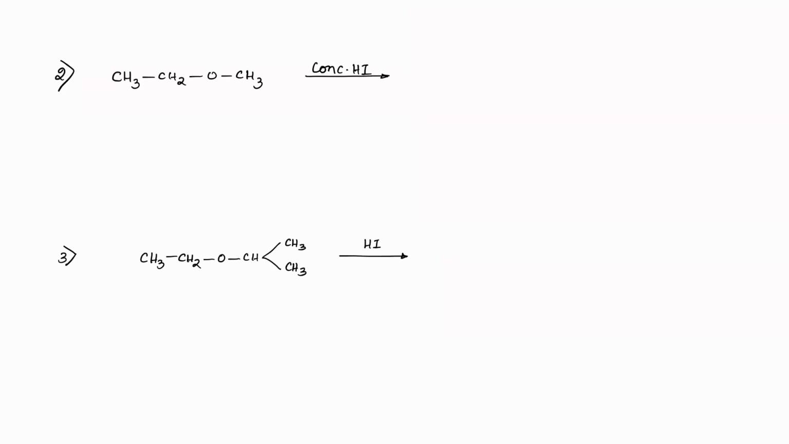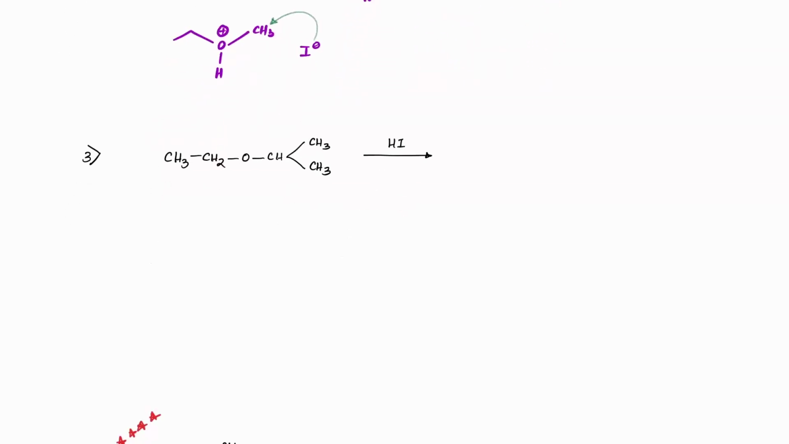Now check out the second case here. In the second case also, if you have an ethyl group here with CH3 and plus here like this. This is the oxonium ion and I minus will still attack on this position because it is less substituted, following the SN2 mechanism. So what is the product you will report? Ethanol and methyl iodide.